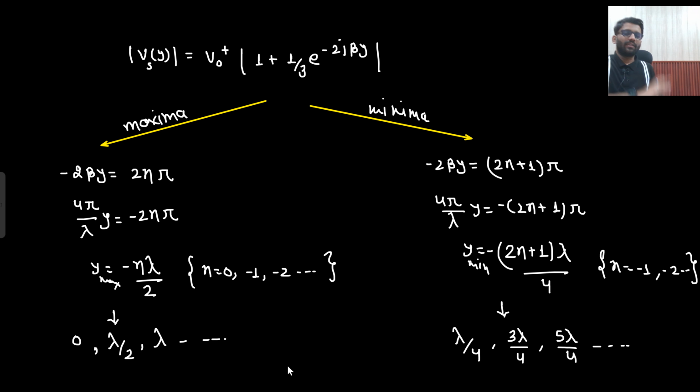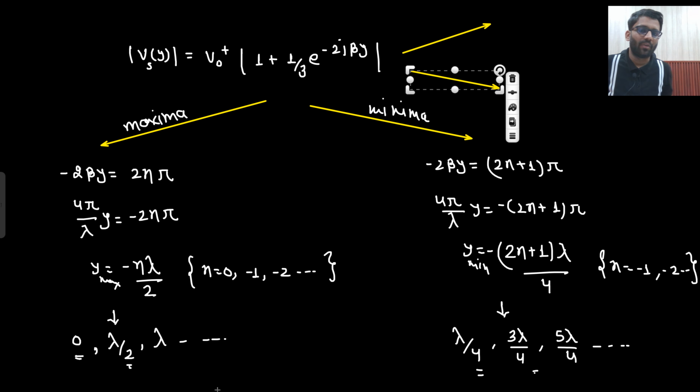So you must have got the maxima and minima. First voltage maxima is occurring, then voltage minima, then voltage maxima, then voltage minima. Starting from here, maxima, then minima, then maxima, then minima. In that manner it is occurring. And what is the maximum and minimum value? That is what I am talking about, the maximum value and minimum value.